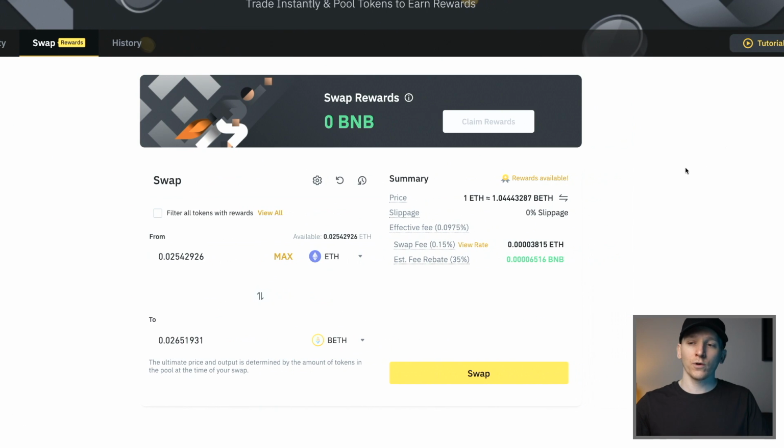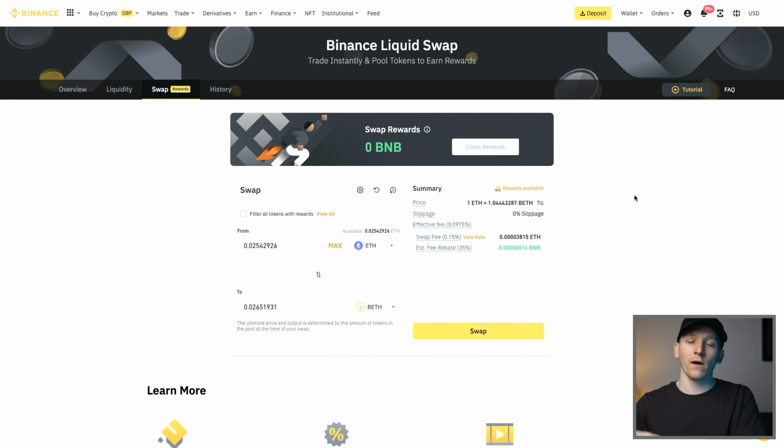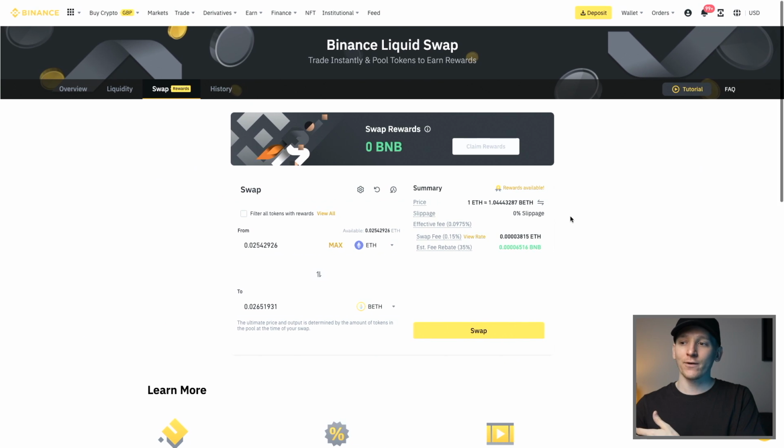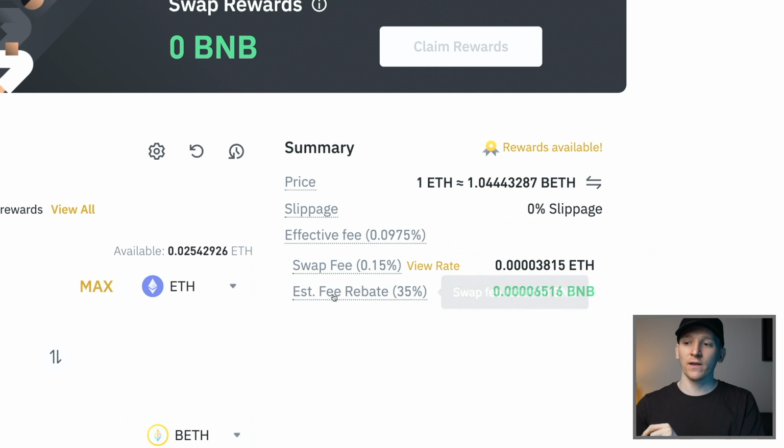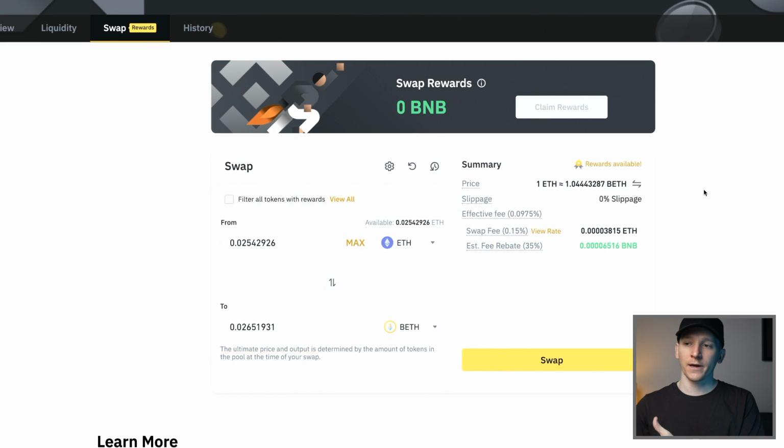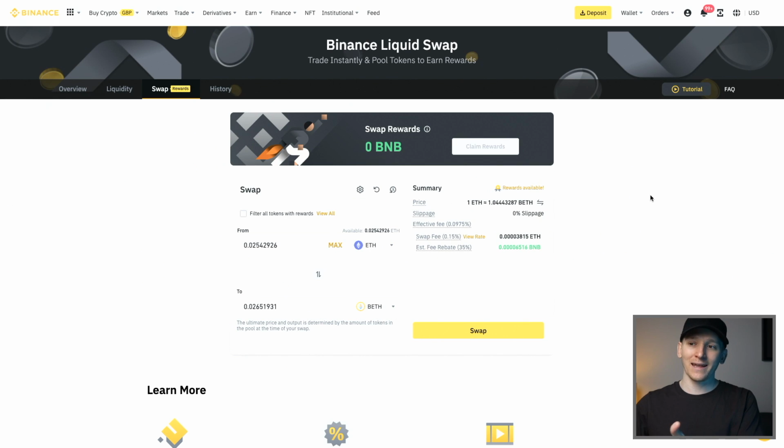I don't know why you would use this if you're using Binance. Binance is a centralized exchange. You're going to get much better trades on the centralized order book rather than using an automated market maker. And also the exchange fees are cheaper on the centralized exchange. So I don't see why you would do this, but it is there as an option.